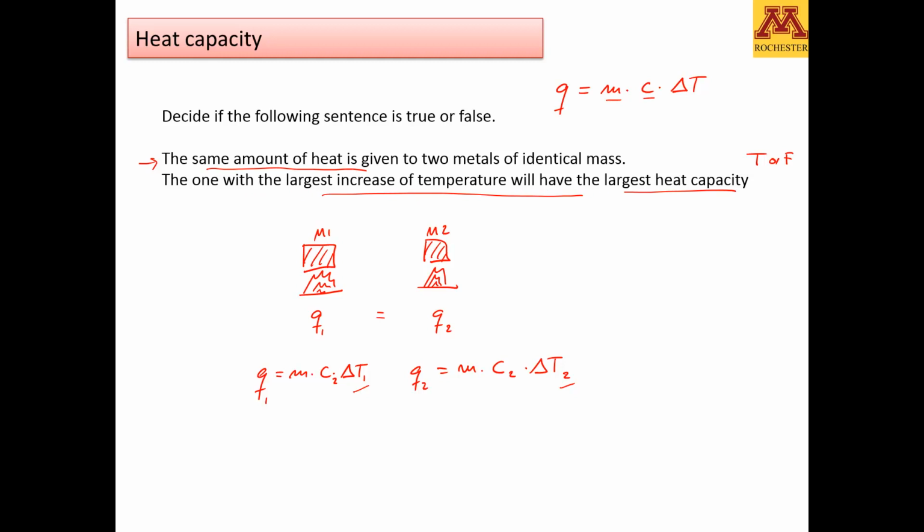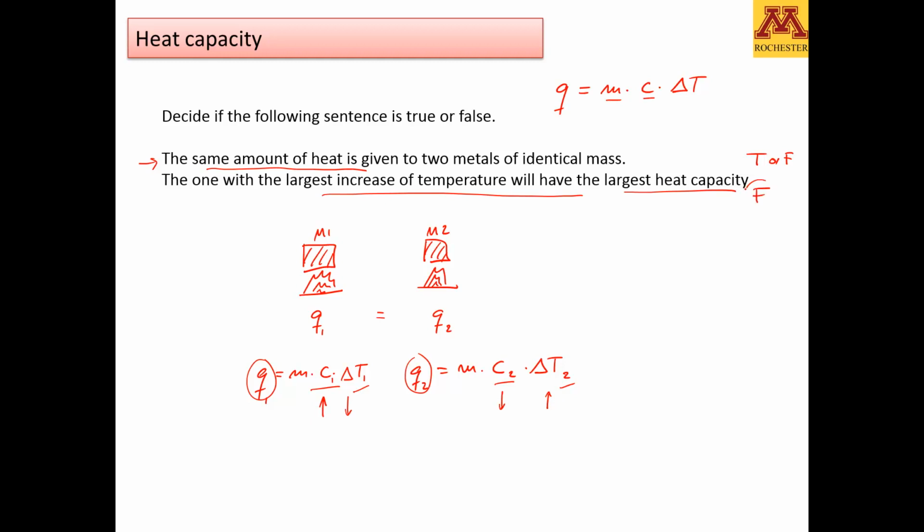Does that make some sense? I made a mistake here. This should be C1 increment of T2. If these two numbers are the same, but the heat capacities are different because they belong to different metals, right? The heat capacity is specific to a metal, to iron, to lead, to whatever. For these two numbers to be the same, if the heat capacity here is larger, the increment of temperature will be lower. And if the heat capacity here is lower, the change in temperature will be higher.